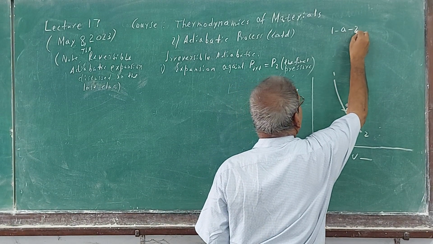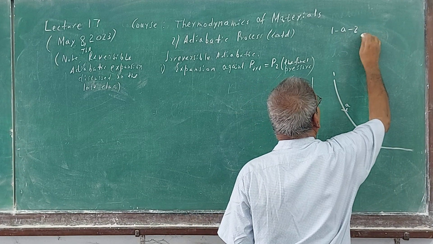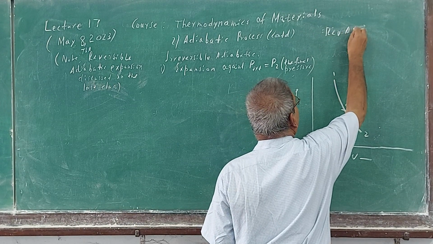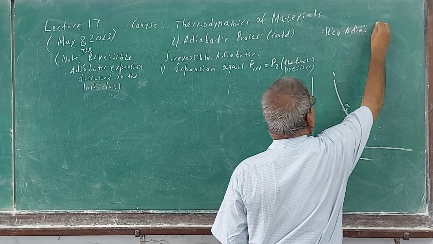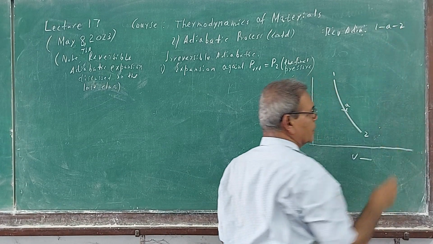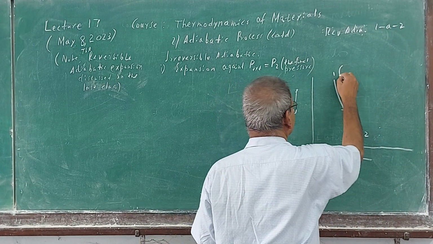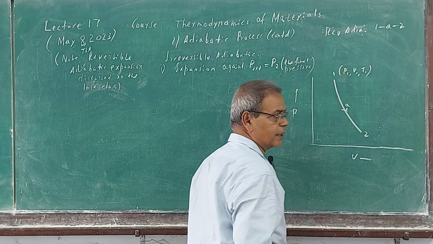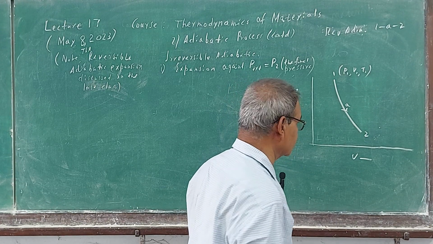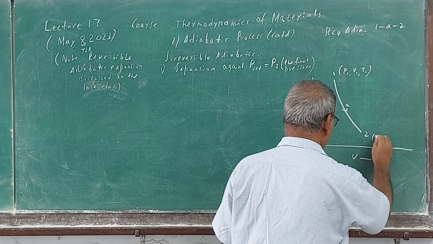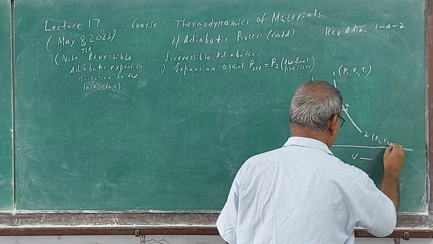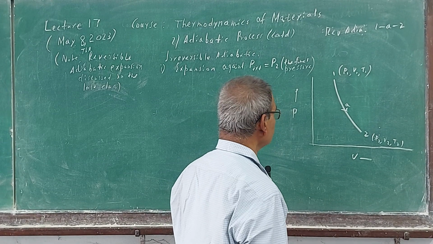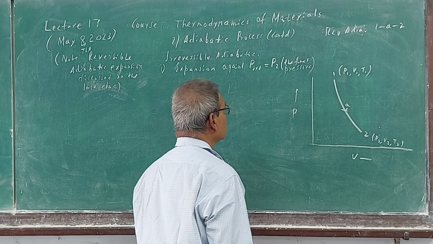1A2, reversible adiabatic. Give the states P1, V1, T1. Note that all three parameters change. P2, V2, T2. This is reversible adiabatic, 1A2.